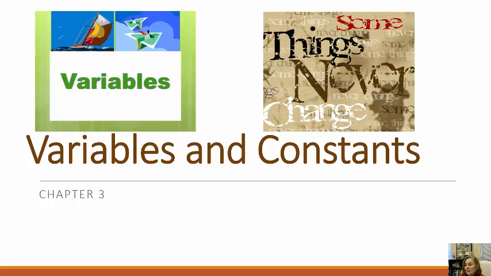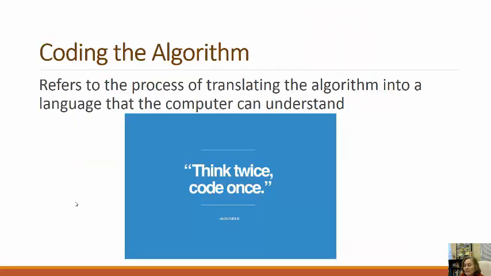It's an important foundational chapter because you're going to get ready to code. So you need to know how to do all this. So we've talked about in Chapter 2 about coding the algorithm. That refers to the process of translating the algorithm into a language that the computer can understand. And I have my little saying that says, think twice, code once. But really and truly in this class, if you have to redo stuff, you're just learning as you go. This is all about learning, and a lot of it's going to be hands-on.